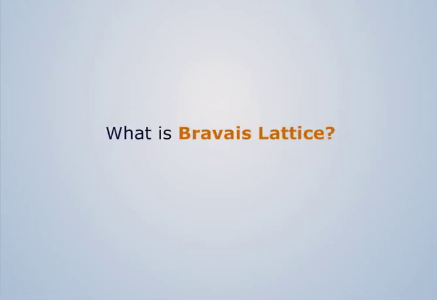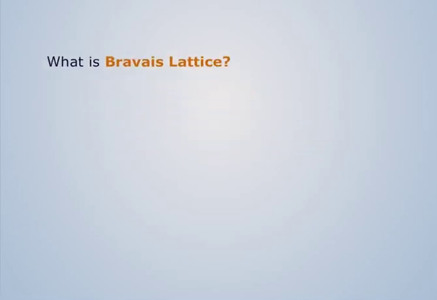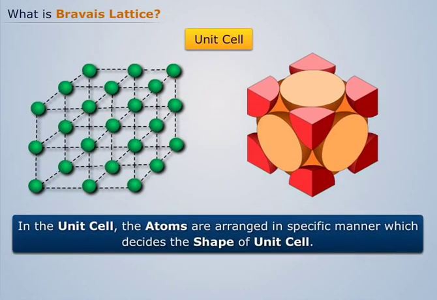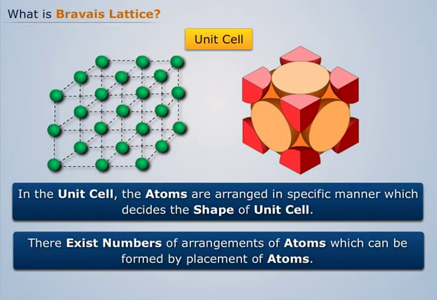What is Bravais lattice? We know that a crystal structure is made up of smallest cells known as unit cell. In the unit cell, the atoms are arranged in a specific manner which decides the shape of the unit cell. There exist a number of arrangements of atoms which can be formed by placement of atoms.